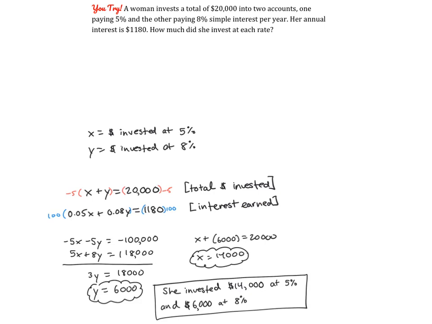And then you could also make an equation for the amount of interest earned. 5% of however much you invest in that first account is going to be interest, so you can represent that by saying 0.05x. And then 8% of however much we invested in that second account is going to be interest, so that is 0.08y. The total interest that she earned was $1,180. Then again, you can solve this using whatever method you want, but you should end up with an answer where she invested $14,000 at 5% and $6,000 at 8%.